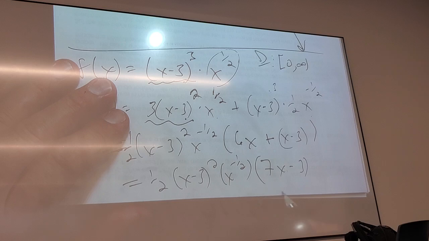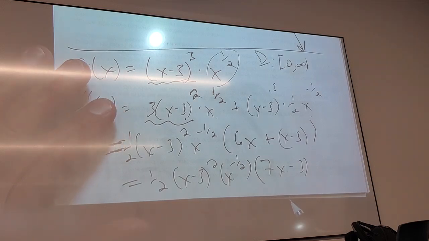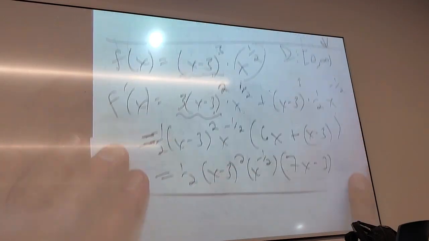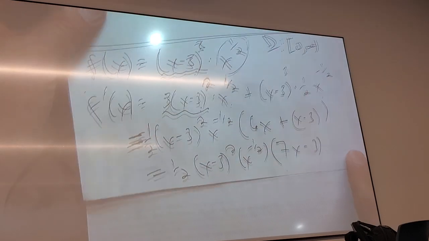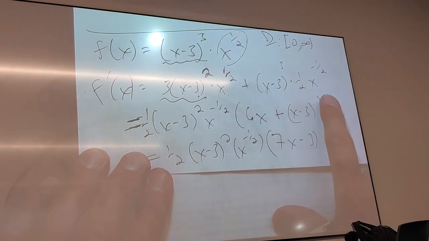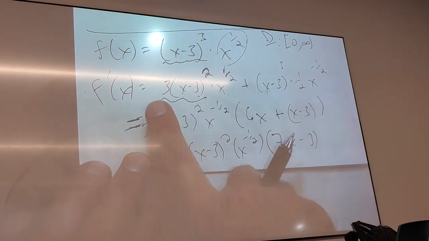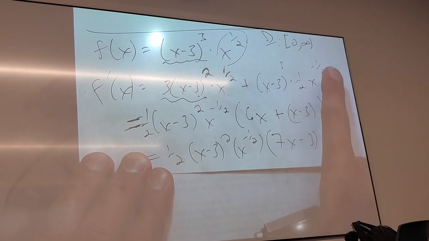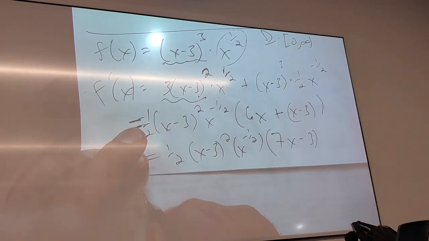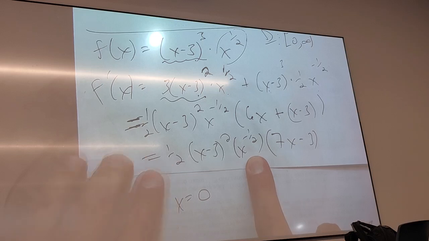So how do I find my critical numbers? Set it equal to 0. So we've already identified one critical number, yes? What was the one critical number we identified? It's related to which piece? From the very beginning, we knew something. Yeah, 0 makes this derivative undefined. So one critical number is x equals 0 because of this piece.